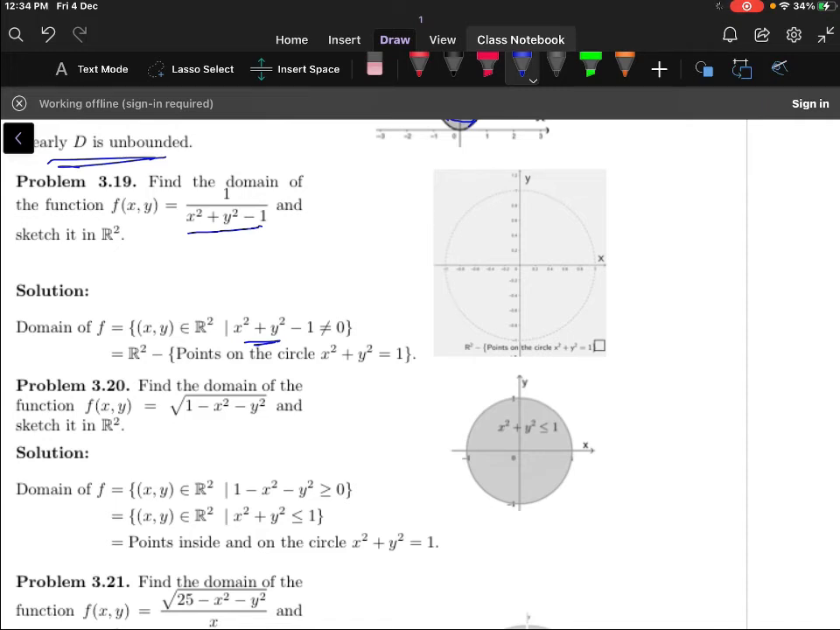You take the whole R2 as the domain of the function f(x, y), except the points on the circle. If you take points on the circle, f(x, y) goes to infinity. The domain of f is R2 minus the points on the circle x squared plus y squared equal to 1. So the whole region should be considered except the circumference of the circle x squared plus y squared equal to 1.